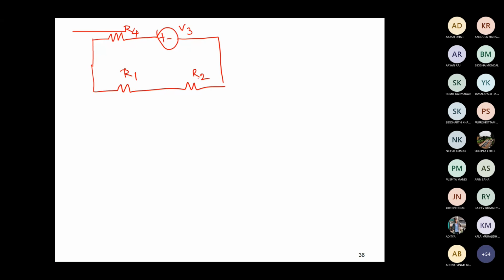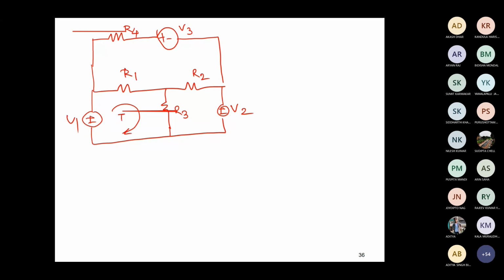R1, R2, R3. So let us take the loop currents as I1, I2 and I3. For the first loop, if we write the KVL equation for loop 1: V1 minus drop at I1 R1, then minus R3 into I1 minus I2. You should take the direction right here, that is equal to 0. So the first loop is over.